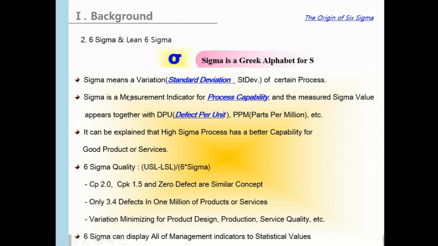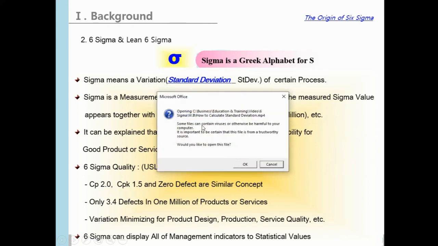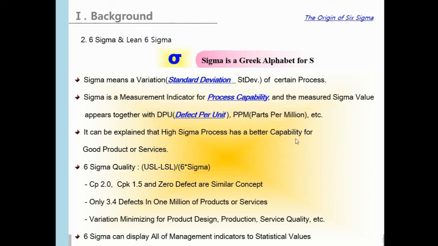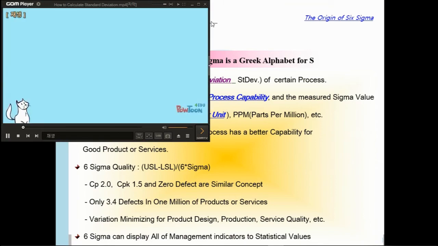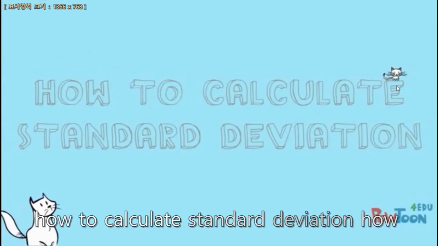So let's check one by one about standard deviation. What is it? Actually, this represents Sigma, and this one means variation. How to calculate standard deviation.